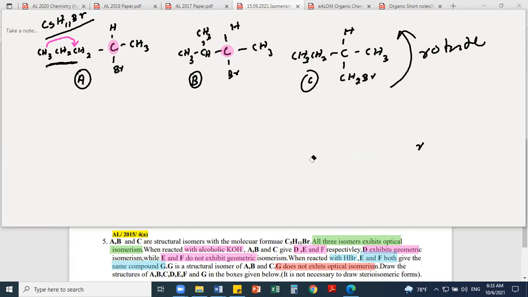The best thing is, when you write the IUPAC name, if you get the same IUPAC name for two structures, that means they are equal. When you write the IUPAC name, you should not get the same IUPAC name. Then only you can understand whether you have drawn the same structure or not.